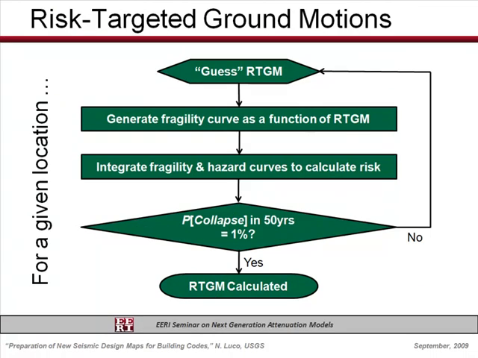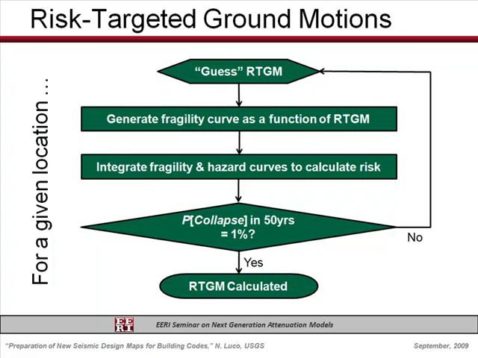So just to put this in sort of flowchart form, the way we calculate these risk-targeted ground motions is, first, we just guess what they are. Then we generate a fragility curve that's a function of the risk-targeted ground motion. And again, it's a generic fragility that's not specific to certain types of structures, but what's interesting about this fragility is that it is a function of the ground motion level that you designed for, which makes sense, right? Higher ground motions used for design result in less fragile structures.